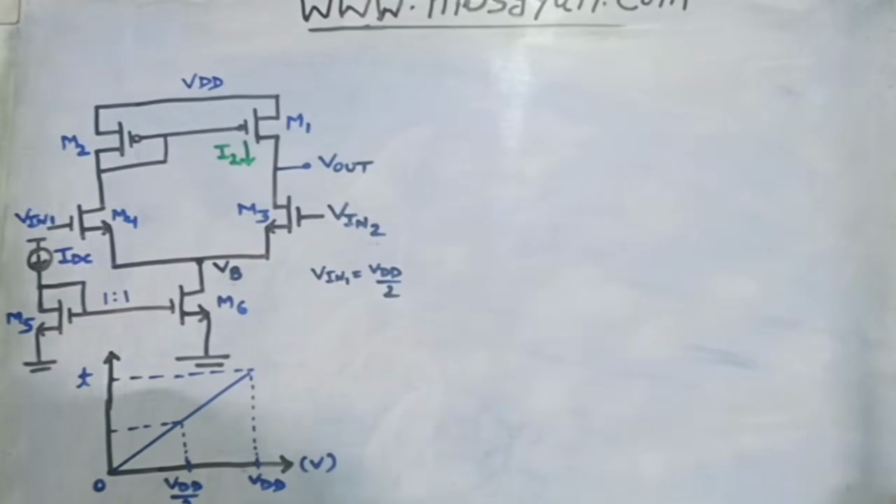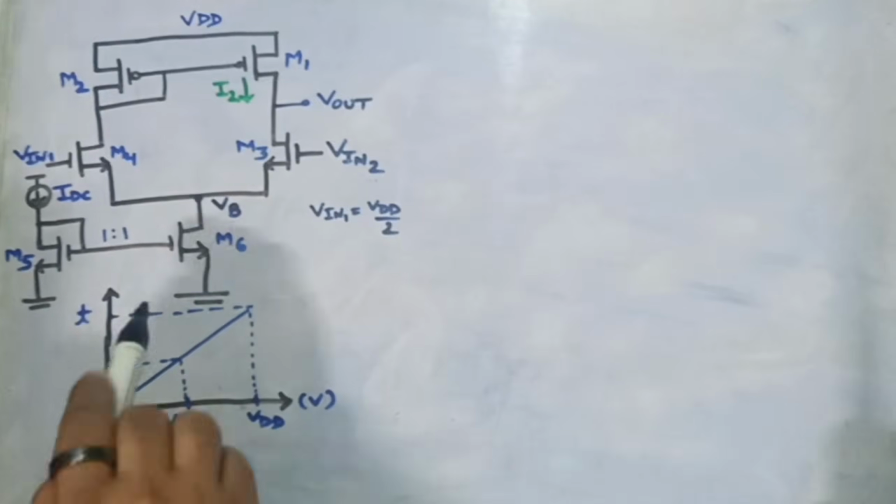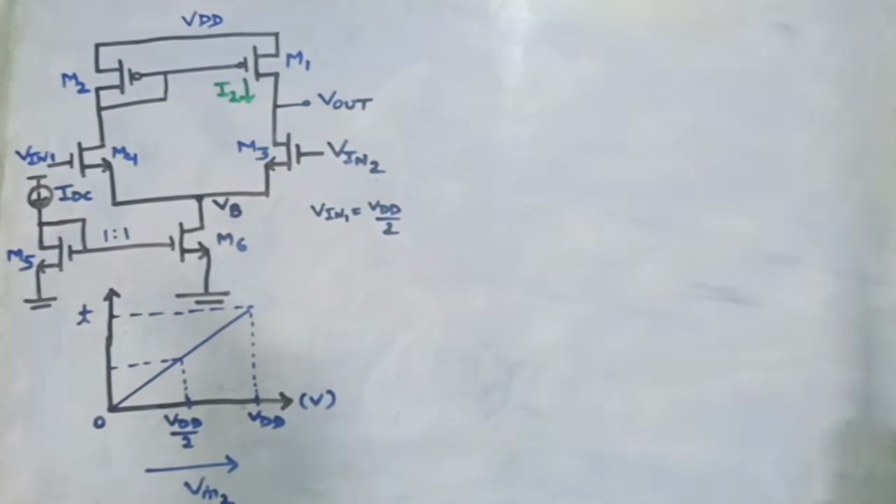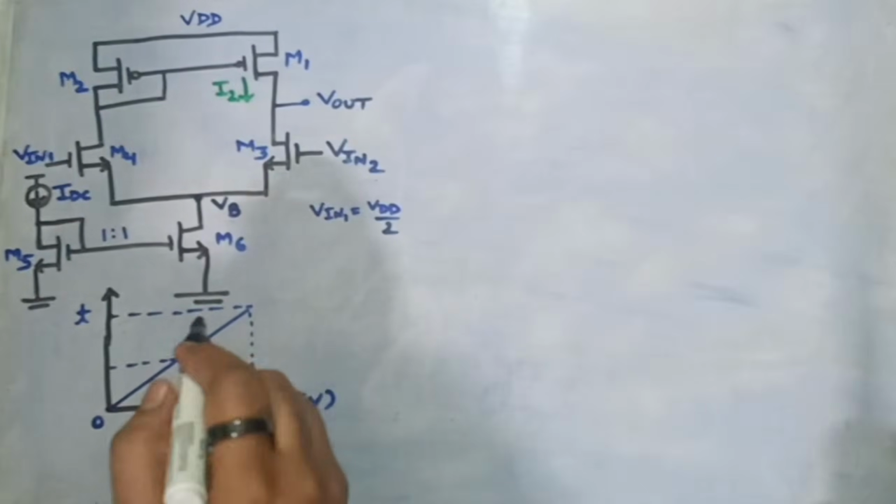So we will start by analyzing three conditions. What will happen when input is 0, then what will happen near around VDD by 2 or equal to VDD by 2, and what will happen after that when input is at VDD. So by plotting these three conditions, we can end up having the output waveform. So let's start solving this question.